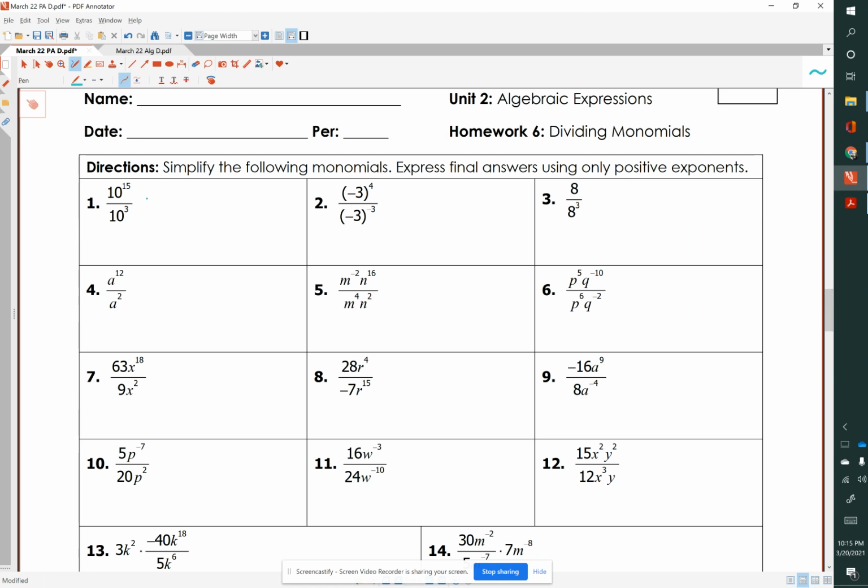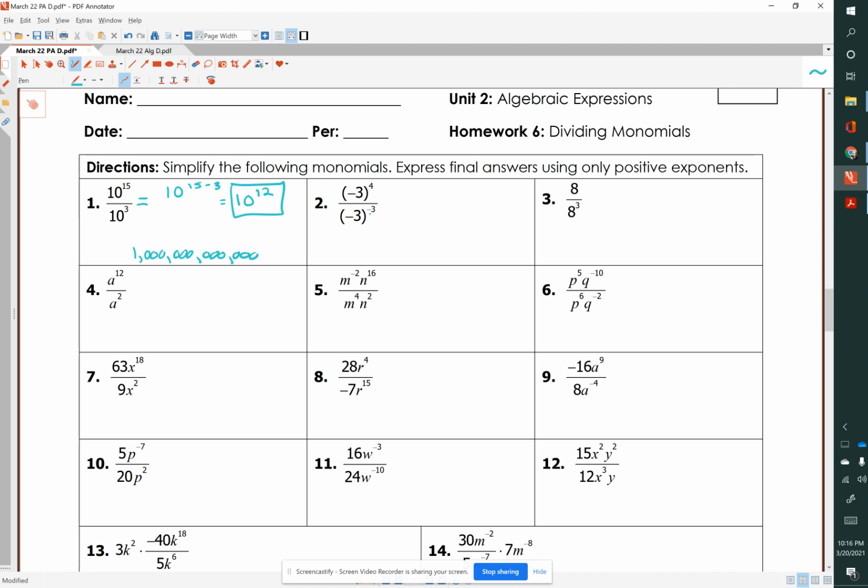So for review, the first one, 10 to the 15th divided by 10 to the third, will be 10 to the 15 minus 3, which would equal 10 to the 12th. 10 to the 12th, by the way, if you do have a calculator, is 1 with 12 zeros. Big number. That is actually 1 trillion.